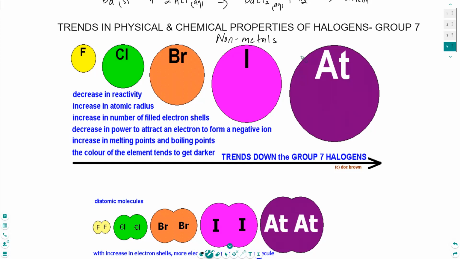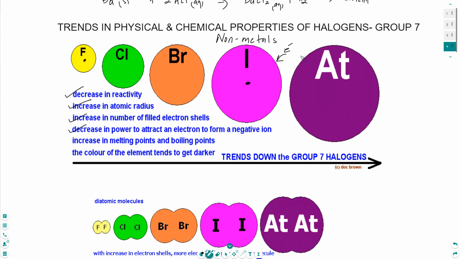So you will find that there is a decrease in reactivity as we go down group 7 because there is an increase in the atomic radius, right? There is an increase in the number of electron shells. And because the elements are getting bigger in size, it makes it very difficult for an electron to be attracted. So if I'm trying to attract an electron to the outer shell, I need the nucleus to help me to pull that electron in. But if this outer shell is getting further and further away from the nucleus, it makes it difficult for the nucleus to attract that electron, right?